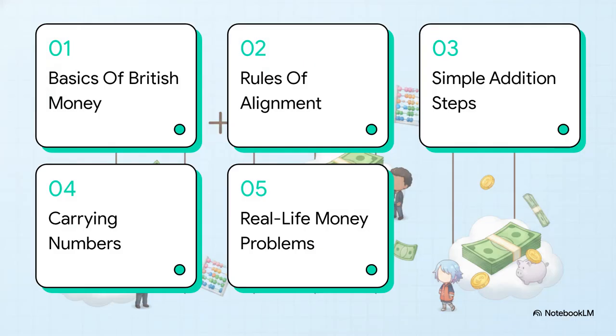Here is our quick roadmap for today. Number 1, the basics of British money. 2, the golden rules of alignment. 3, simple column addition steps. 4, level up, carrying numbers. And 5, real-life money problems.